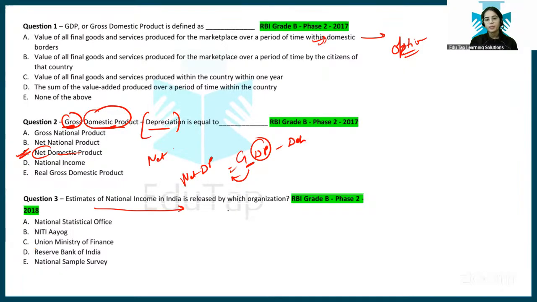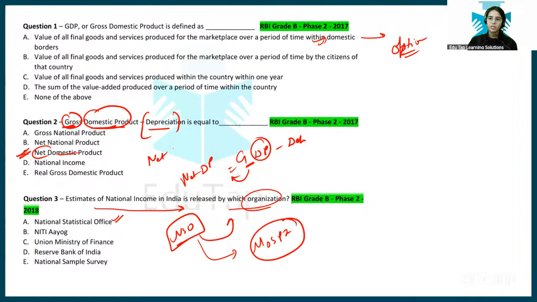Estimates of national income in India is released by which organization? It is the National Statistical Office. NSO is the one that releases the national income aggregates. National Statistical Office under the MOSPI, that is Ministry of Statistics and Program Implementation.